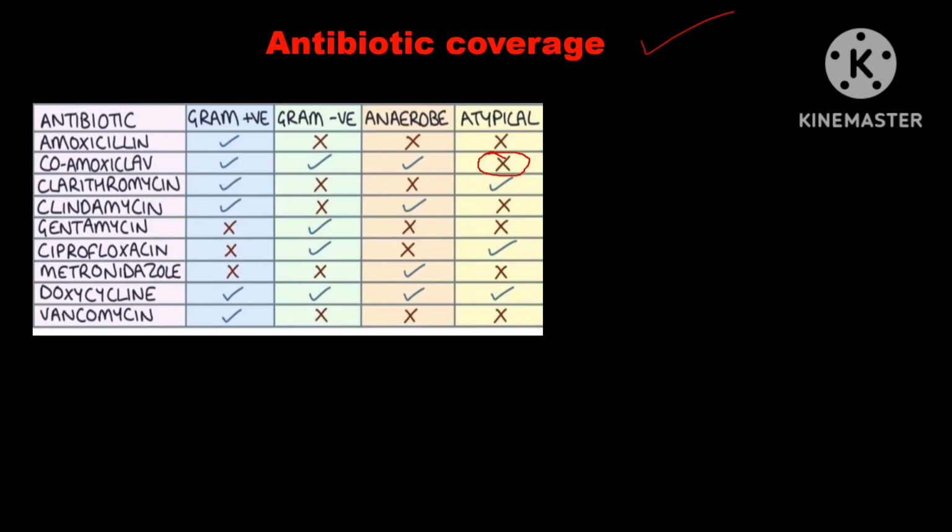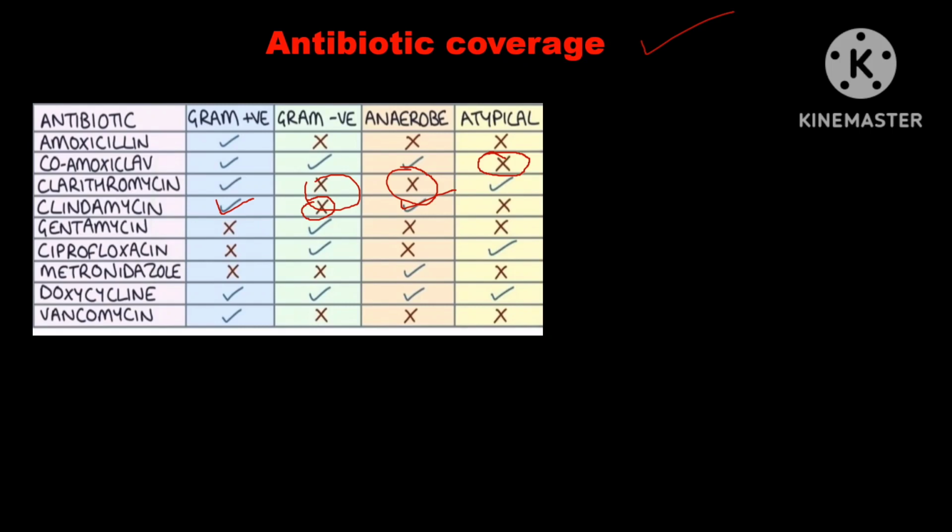Next, clarithromycin is sensitive towards gram positive and atypical bacteria, whereas it is resistant toward gram negative and anaerobic bacteria. Next, clindamycin is sensitive towards gram positive and anaerobic bacteria, whereas it is resistant toward gram negative and atypical bacteria. Gentamicin is sensitive towards gram negative bacteria and resistant toward gram positive, anaerobic and atypical bacteria.